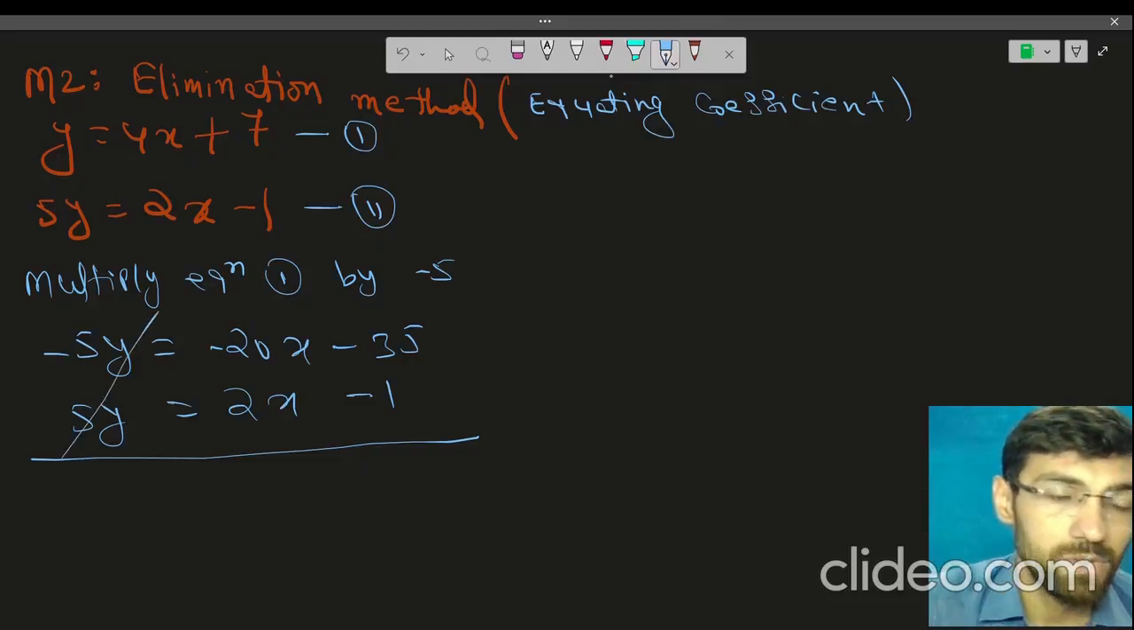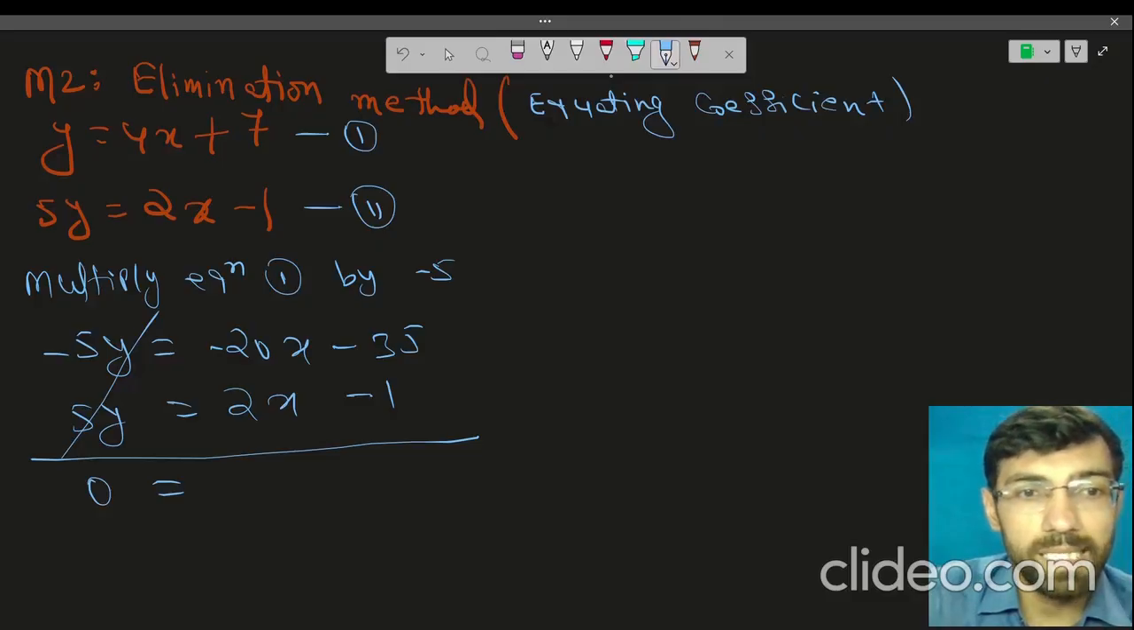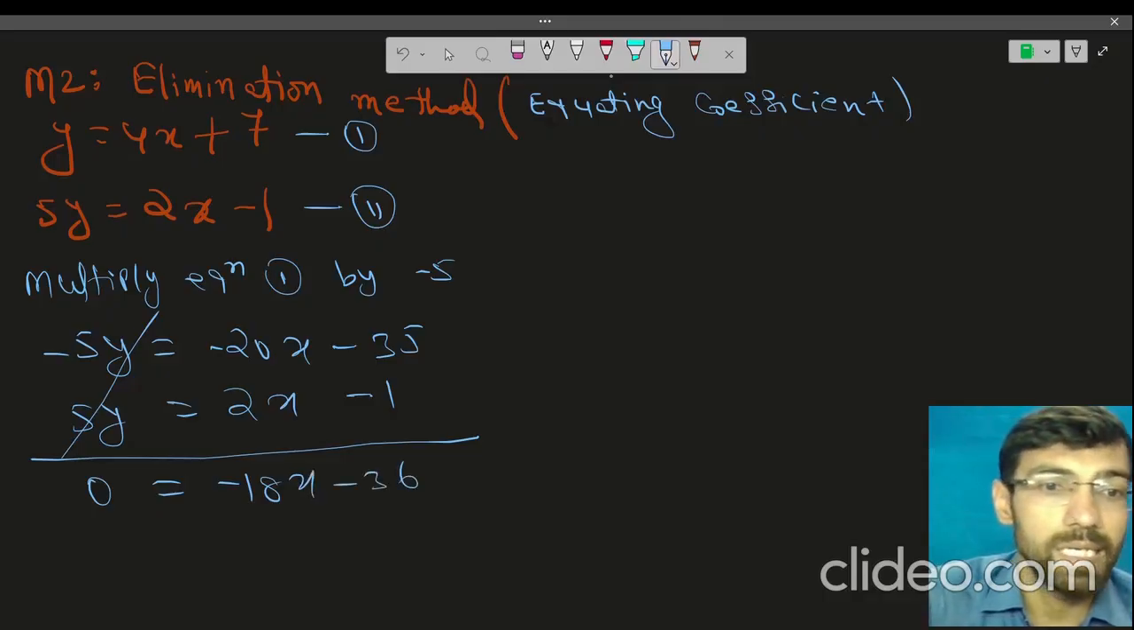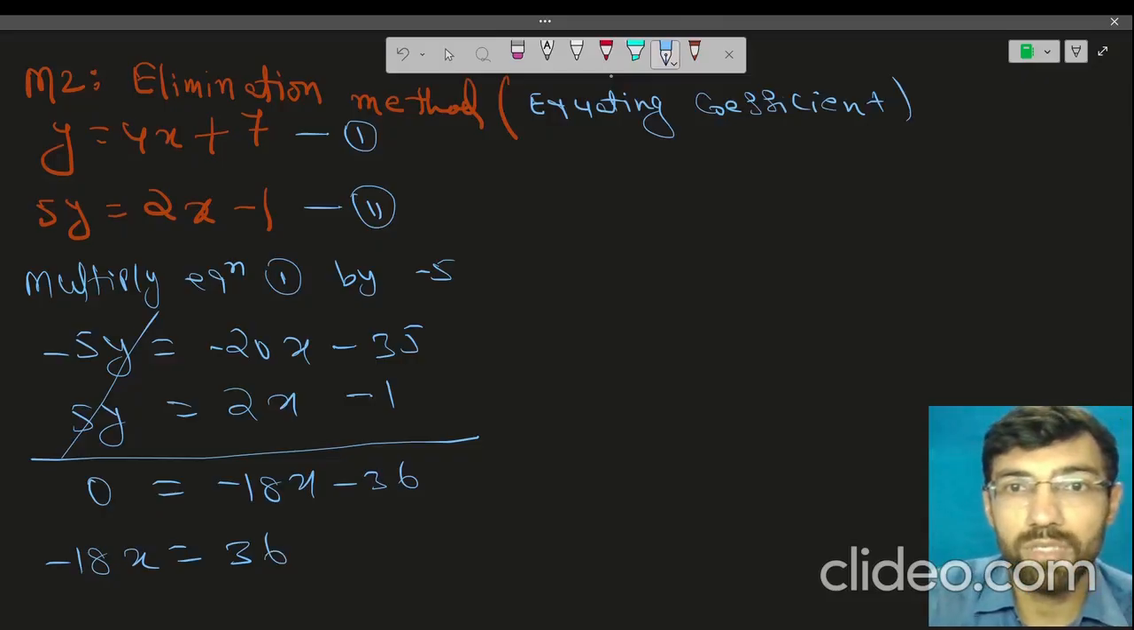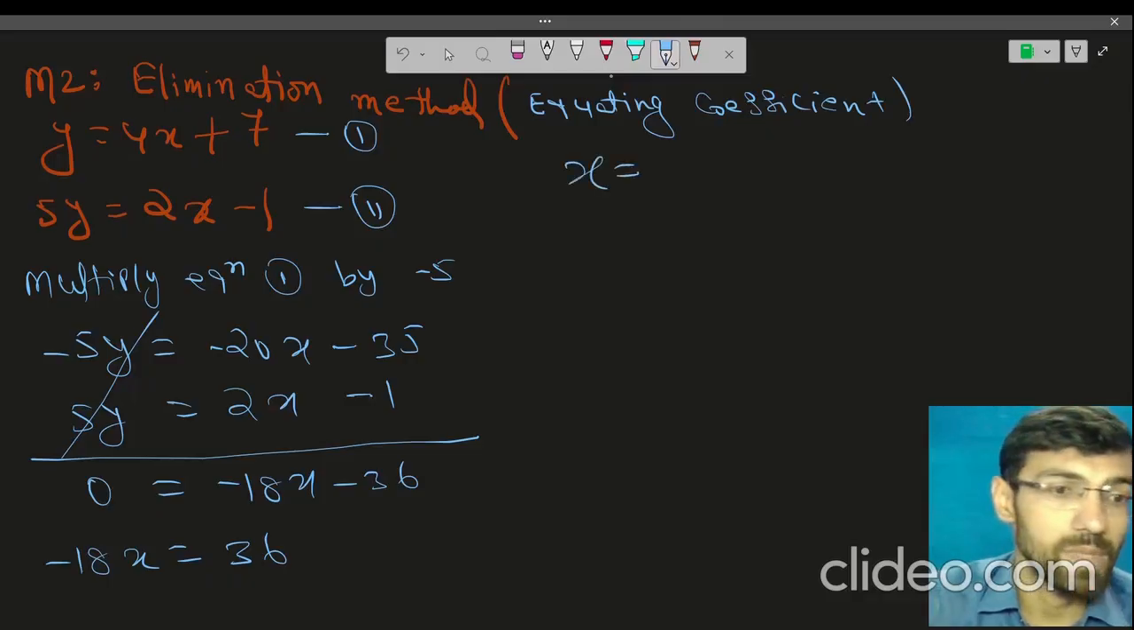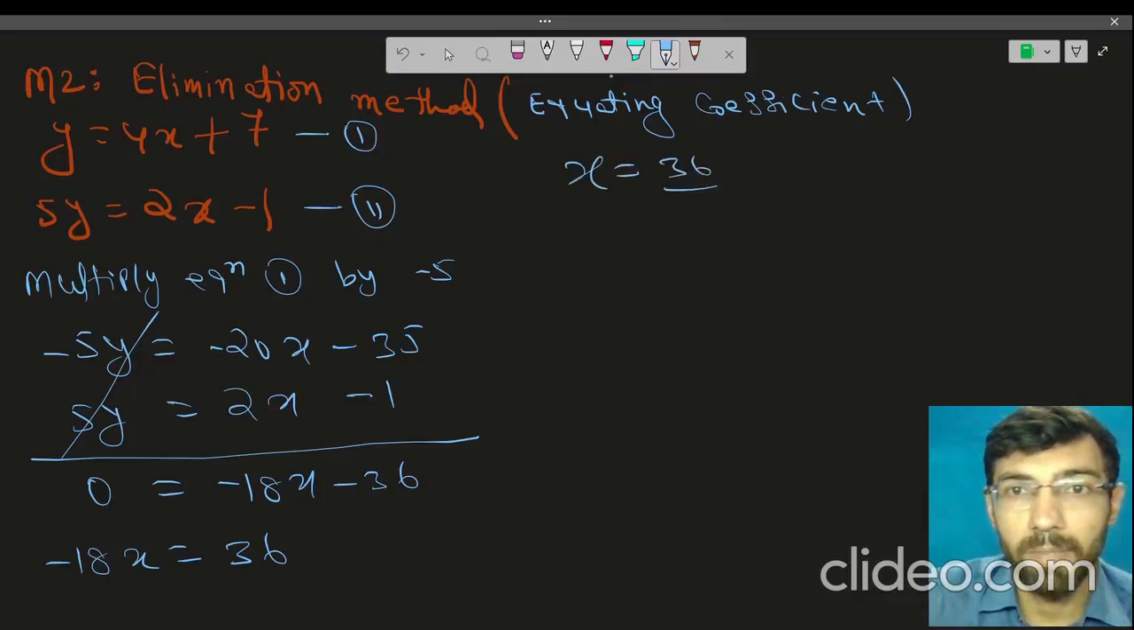So if I cancel these two variables, minus 5y plus 5y will be 0 equals to how much? Minus 20x plus 2x is minus 18x. And minus 35 minus 1 is minus 36. So this will become minus 18x equals to 36. x equals to how much? If I solve it, x equals to 36 upon minus 18. 18 goes into 36 twice, so I am getting x equals to minus 2.